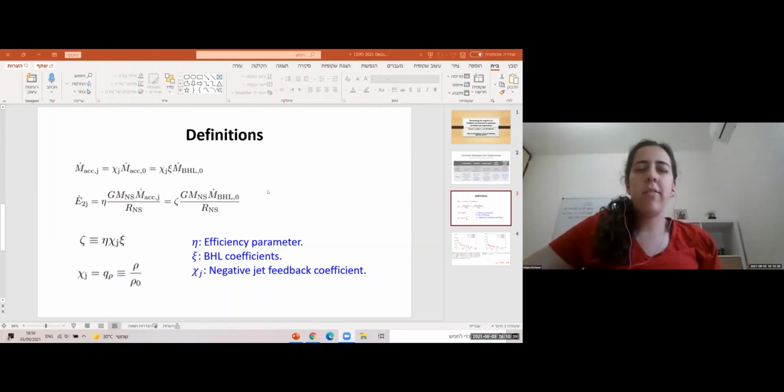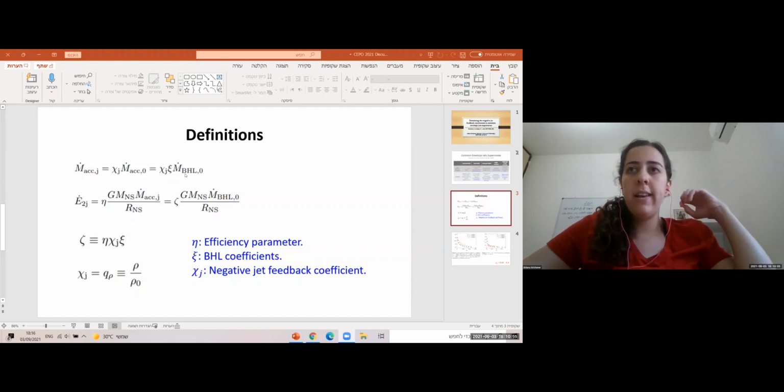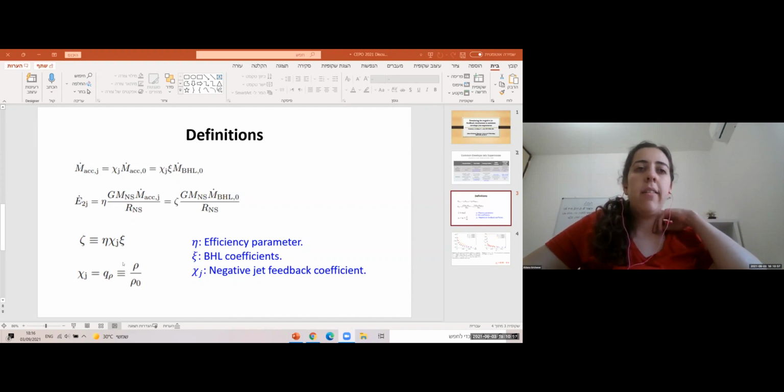So like Noam showed before, the parameter zeta is the ratio of the actual accretion rate by the compact object to the Bondi-Hoyle-Littleton mass accretion rate. It is composed of the efficiency parameter eta, the percentage of the Bondi-Hoyle-Littleton mass accretion rate energy that goes to the jet, taken from simulations, and we also add the negative jet feedback coefficient.